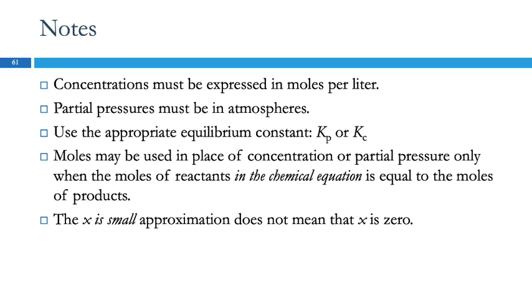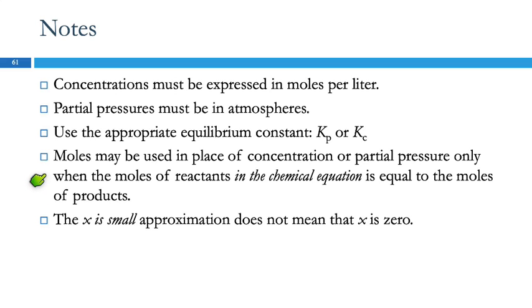If we're doing pressures, the partial pressures have to be in atmospheres. If they're given in millimeters of mercury or something else, you have to convert them. We need to use the appropriate equilibrium constant, Kp if we're dealing with pressures, Kc if we're dealing with concentrations. You cannot mix and match. You can't put concentrations and pressures together in an equilibrium expression.